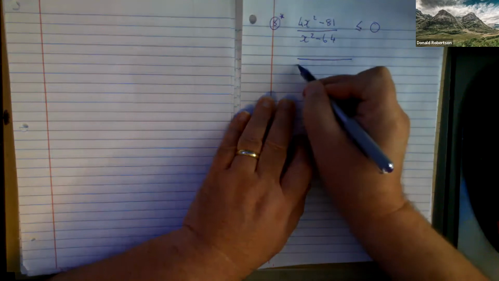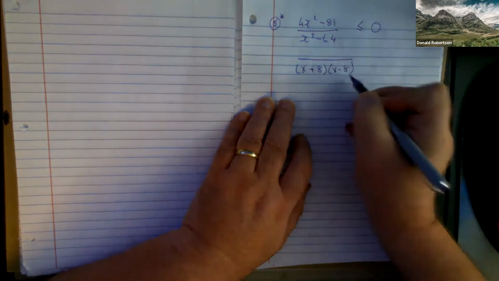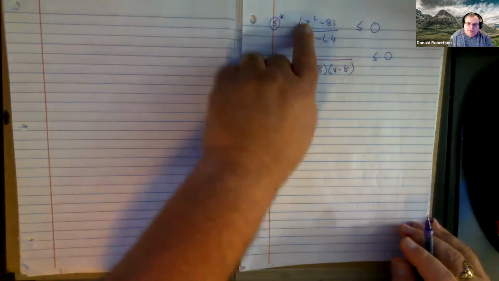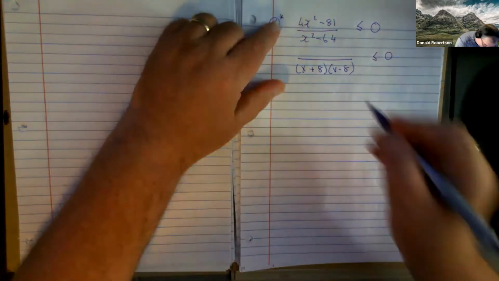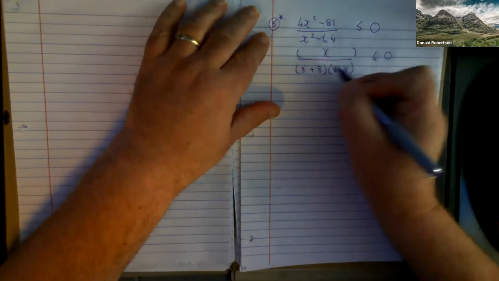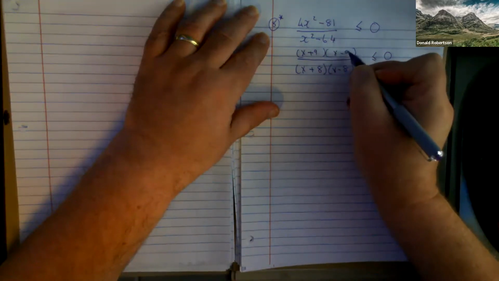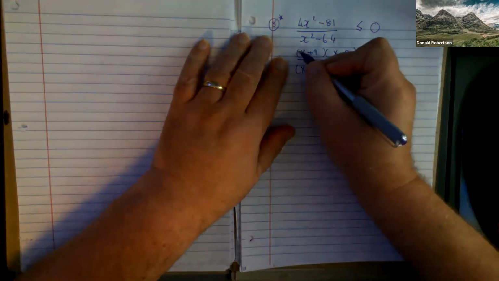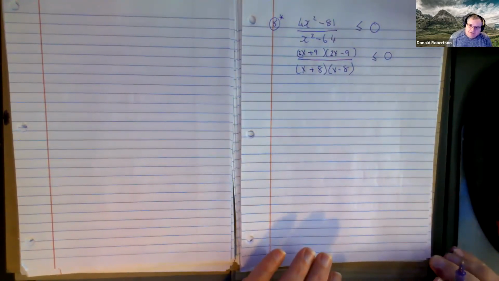The bottom factoring is straightforward enough. It's a difference of 2 squares. This top one is also a difference of 2 squares, but it's not a very obvious one. If it was just x squared take away 81, the answer would be x plus 9, x take away 9. But since it's 4x squared take away 81, it's 2x and 2x. So there, that's it factored.